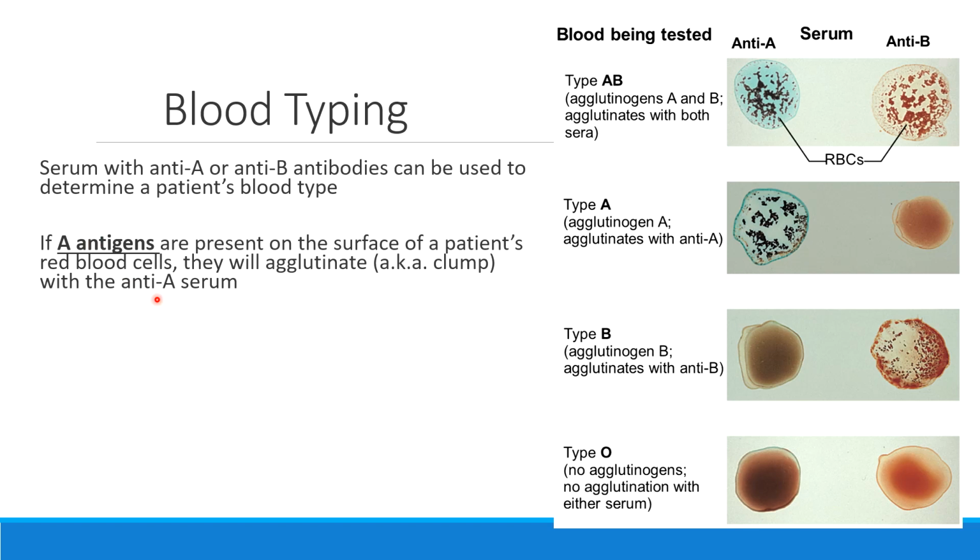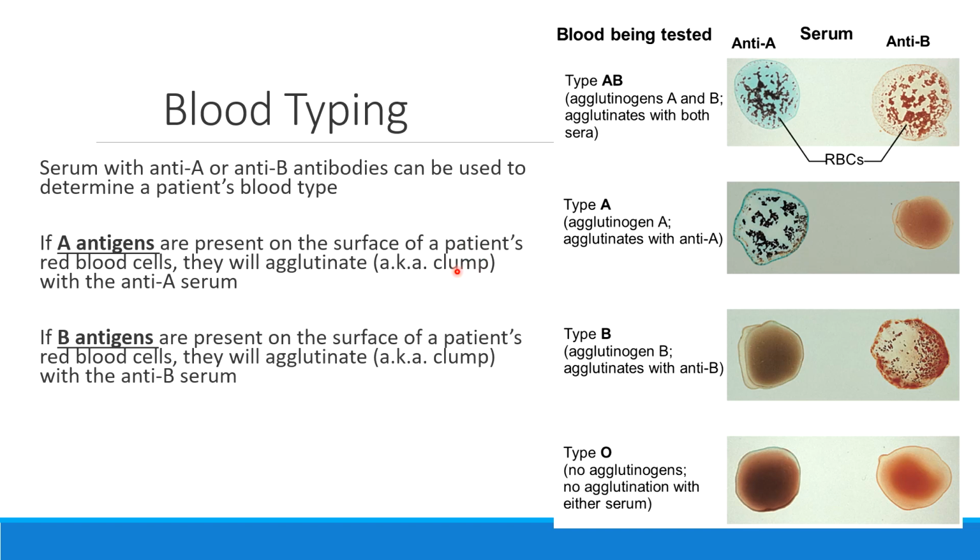that anti-A serum to them, that serum's going to say, oh, I can attach to you. I see what I'm looking for. When that happens, that sample is going to clump. If I have B antigens on the surface of my red blood cells, and I add my serum that has antibodies against the B sugar protein, again, we're going to agglutinate, we're going to clump.